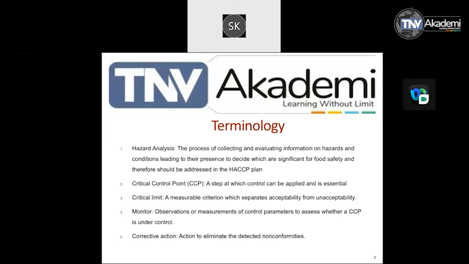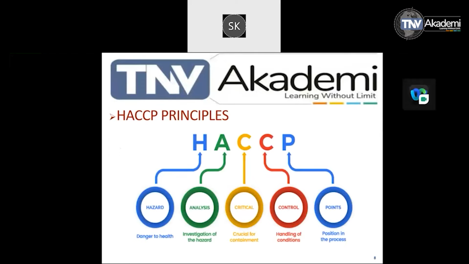And here are the HACCP principles. HACCP stands for Hazard Analysis Critical Control Point. Hazard means dangers to health. Analysis is the investigation of hazards, which may be physical, biological, and chemical. Then critical: a critical limit is crucial for contamination or any contaminant. It may be a high level, a medium level, or a low level. So these are the types of criticality of the hazard.